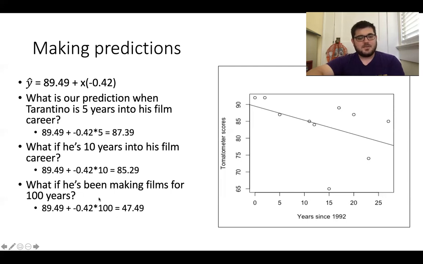He probably is not going to have a career of 100 years. But you plug numbers into an equation, you'll get numbers out. And in Quentin Tarantino's 100th year of making movies, our regression equation says that his predicted tomato meter score is going to be 47.49. So if our regression line was taken to be a very good model of Tarantino's movie qualities over time, then it takes Quentin Tarantino a very long time to start making bad M. Night Shyamalan levels of movies.